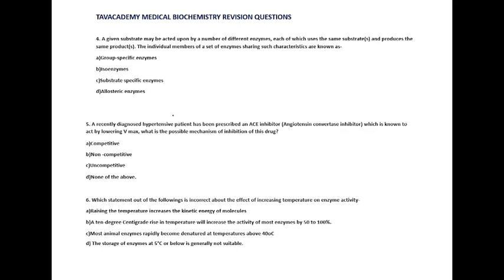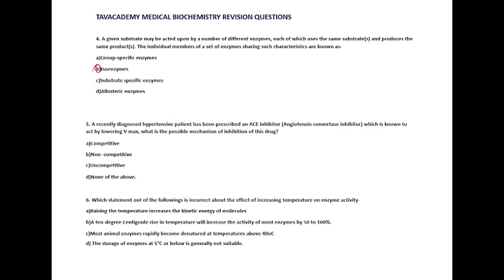Question 4 says, a given substrate may be acted upon by a number of different enzymes, each of which uses the same substrate and produces the same product. The individual members of a set of enzymes sharing such characteristics are known as isoenzymes. Option B is the correct answer.